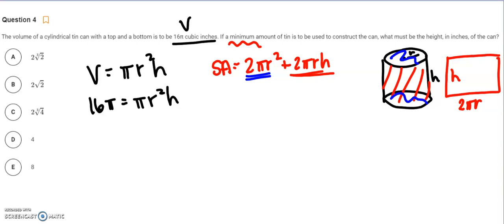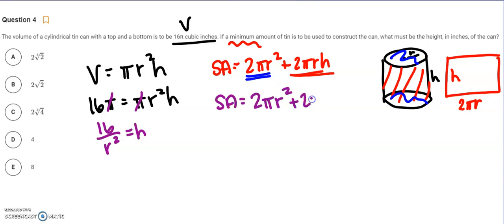So if I go to take the derivative right now to find the value to create a minimum, I'm going to have a problem because I have 2 variables. So I want to use this helper equation to sub in for one of these. So I notice that 16 over r squared is equal to h, because the pi's would cancel out. So that means that my surface area is equal to 2 pi r squared plus 2 pi r times 16 over r squared.